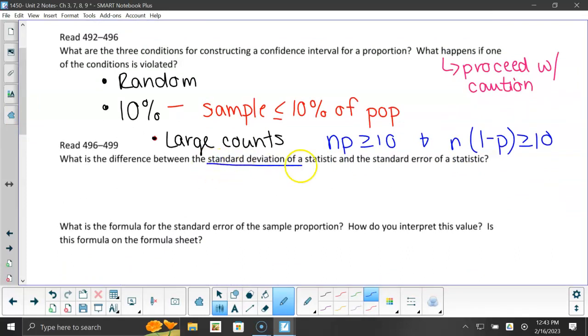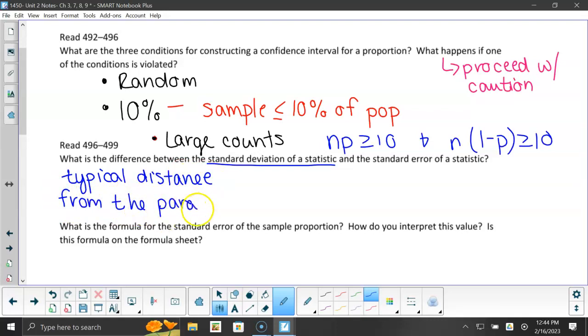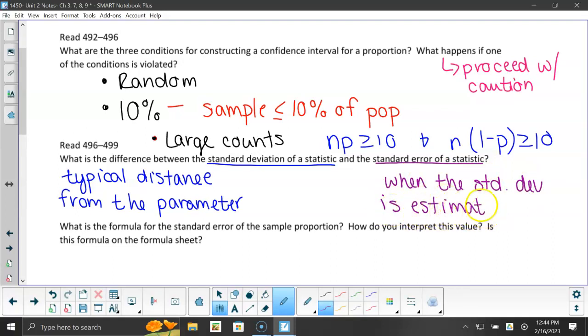So, standard deviation of a statistic is going to be the typical distance from the parameter. Standard error of a statistic is when the standard deviation is estimated from the data.